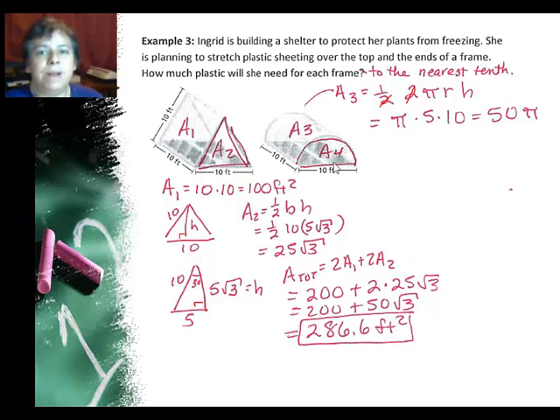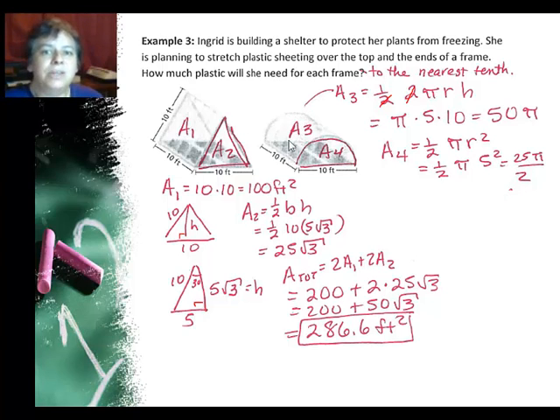Now I'm going to try to find A4. A4 is half of a circle. So it's half of pi r squared. R is 5. So that's 25. Half of that, so it's 25 pi divided by 2.